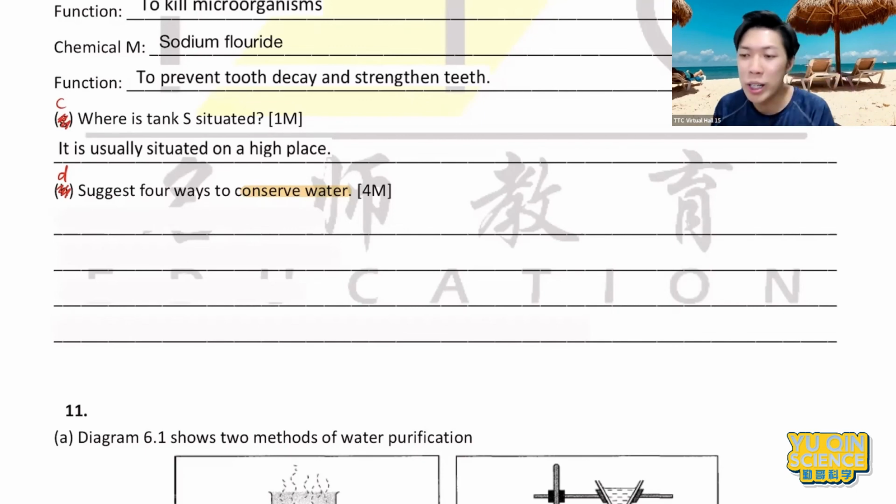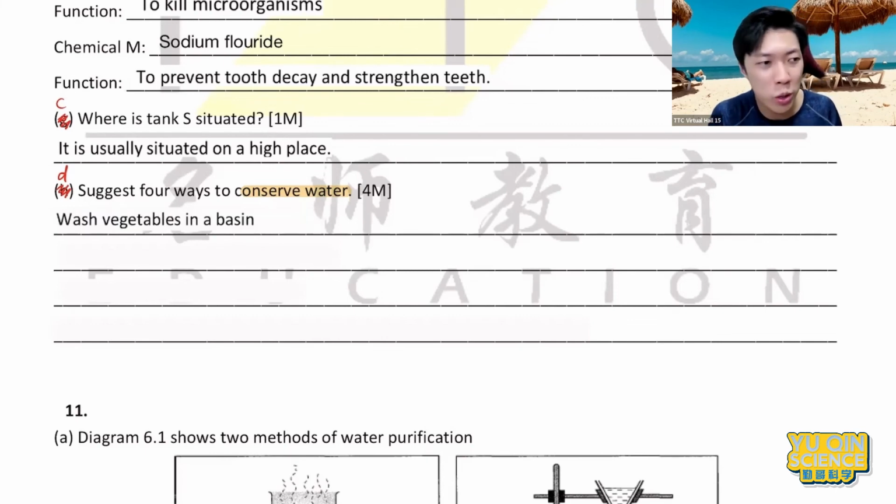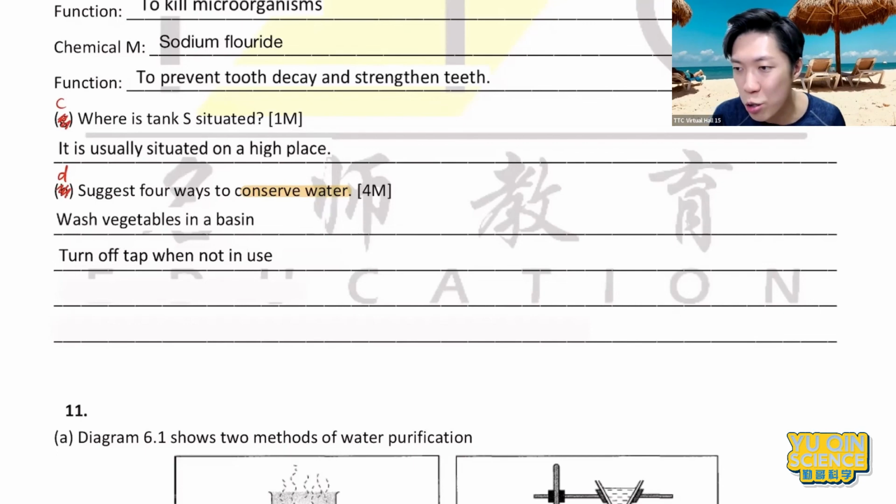Now what should we do? Normal things that your parents tell you, like turn off the tap when not in use. Or wash the vegetables in the basin, not under running water. I'm guilty as well. When I wash vegetables and fruit, I just run the water. But the correct method is to wash in the basin. What else? Turn off the tap when not in use. When you brush your teeth, don't just let it run. Turn it off and brush, and when you're done, turn it on again.